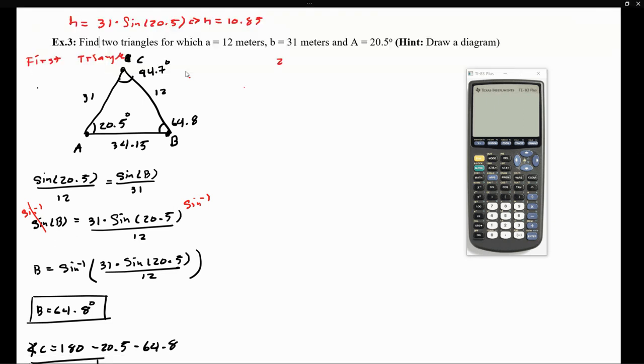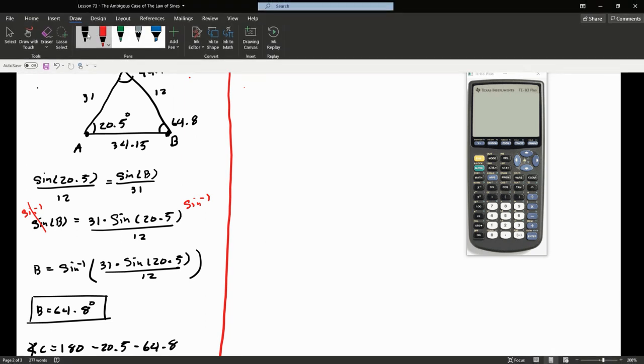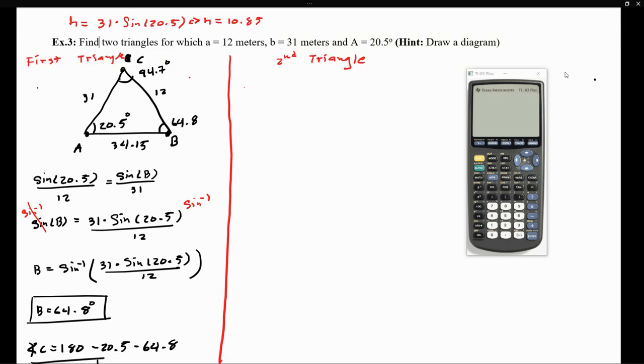So let's see. For my second triangle, I know that I must have the same information. I know that my second triangle must still have the same information here: side a of 12, side b of 31, and angle A of 20.5. So that still must hold true. So I must still have some kind of triangle whose angle A is still 20.5.